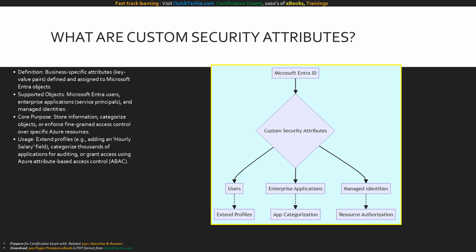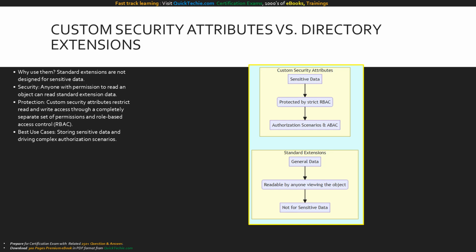This visualizes that custom security attributes are not just static data points. They are active, functional components that drive your security posture and identity management architecture across your entire cloud environment. A common question is, why not just use standard directory extensions? The answer comes down to security and data sensitivity.